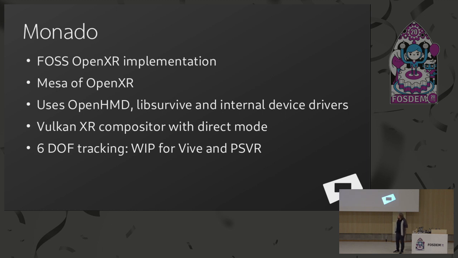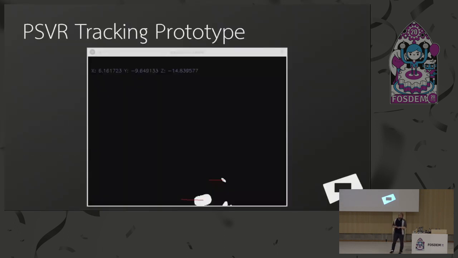So, as I mentioned already, we have a Vulkan compositor that opens the display for the application and communicates with that. And we're currently working on 6DoF tracking. And as I mentioned, we are also looking into providing SLAM for that. So Monado manages the devices, the camera devices, for example, not only the cameras that track the headset, but also cameras that are on the headset that could be used for video see-through, for example.